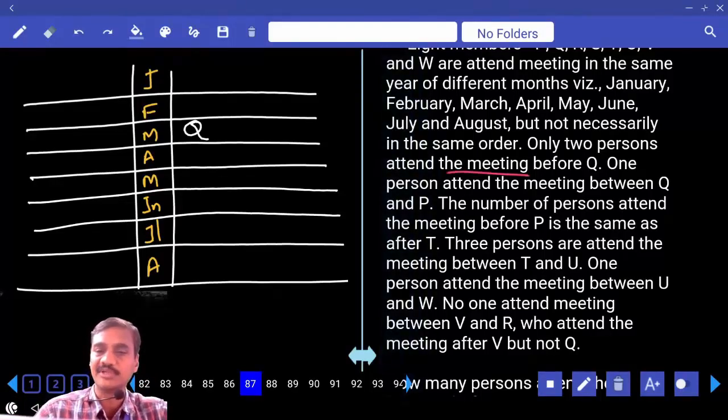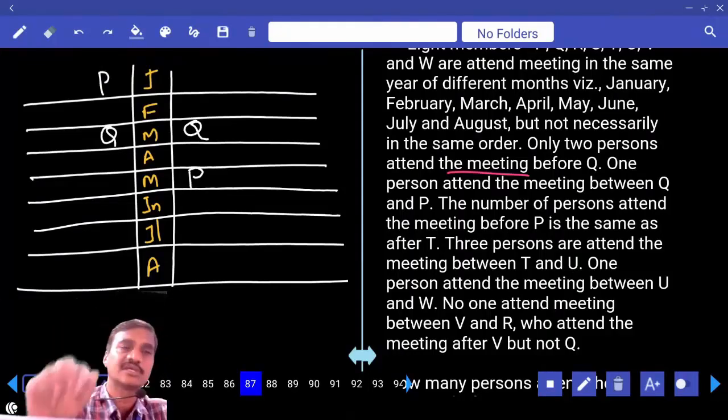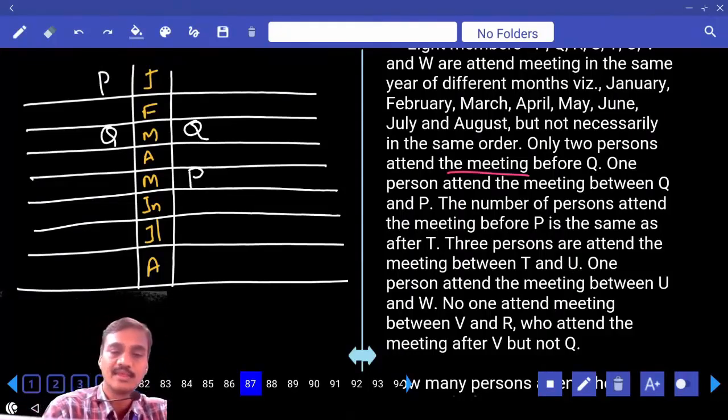Next, 1 person attends the meeting between Q and P. How many persons are there between Q and P? There is exactly 1. And so P can be after this Q or before this Q. Hence there is a second possibility. Is that okay? This is the first case and this is the second case.